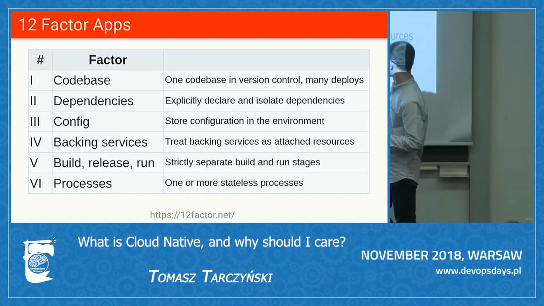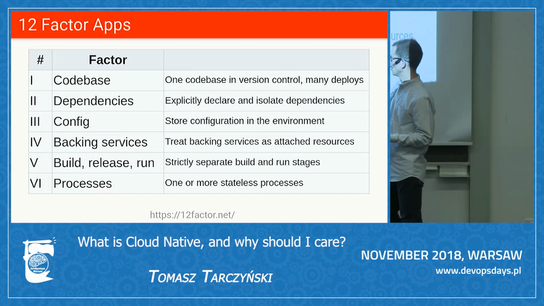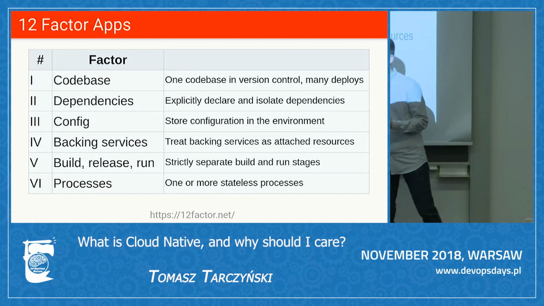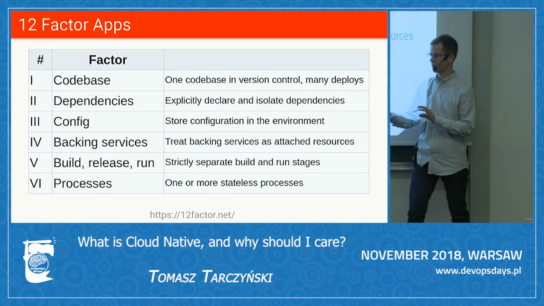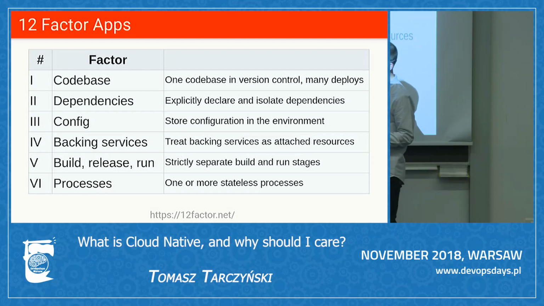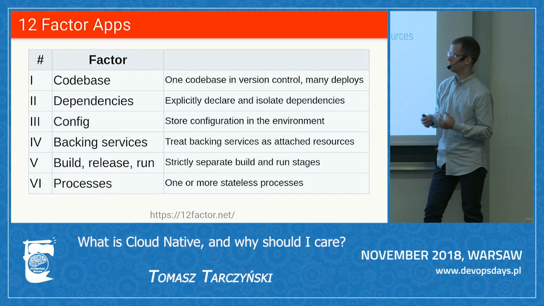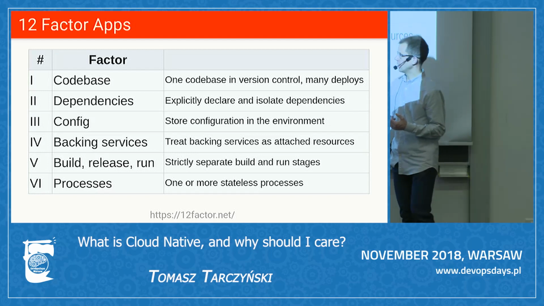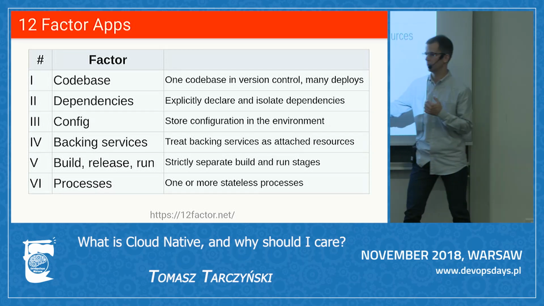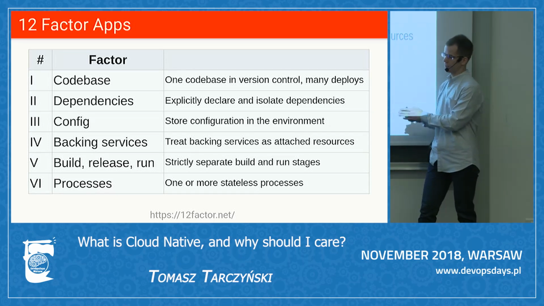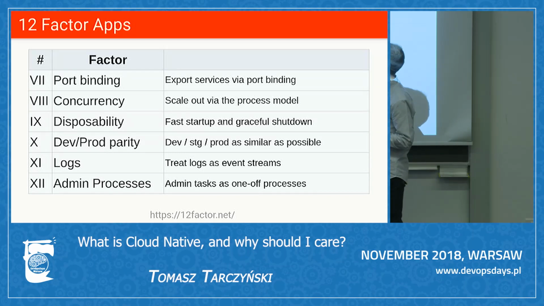And then scaling out with process model. What it means, the processes should be stateless. So we should not have any shared state between one and another request coming to our application. And this way, we should allow to distribute those requests in a round-robin fashion to many instances, probably running on different hosts.